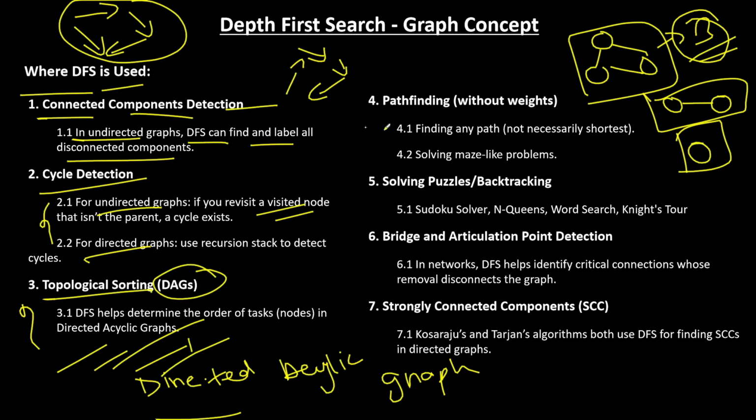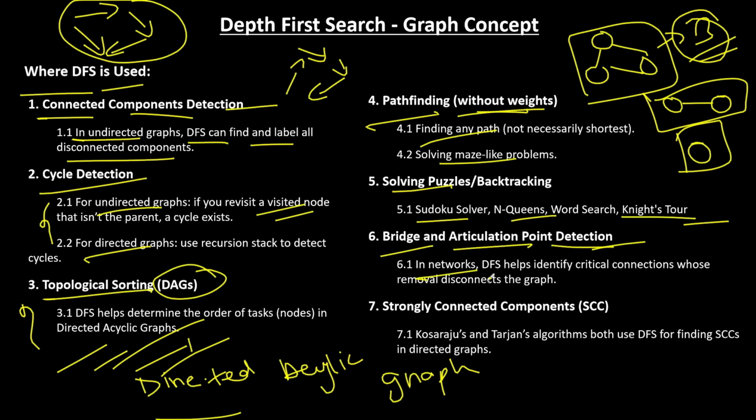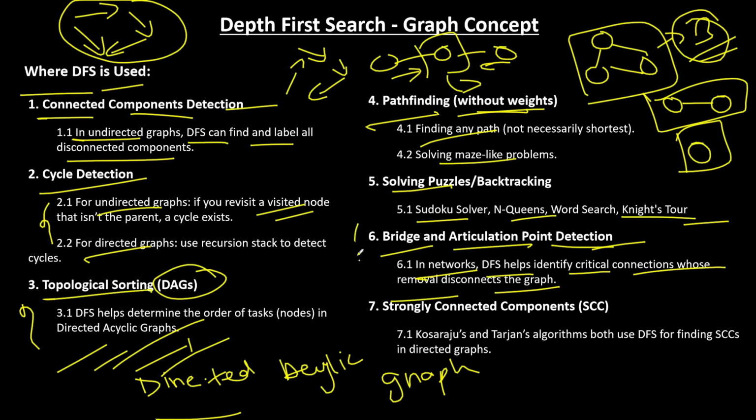Path finding without weights, when you have to find a path in a given graph, like solving maze-like problems, and there could also be path finding with weights. Solving puzzles like Sudoku and coins and all that stuff. Bridge and articulation point detection. In networks, DFS helps identify critical connections, so removal disconnects the graph. So basically, if you have to look for articulation points or a bridge and remove it, in that case we use the DFS.